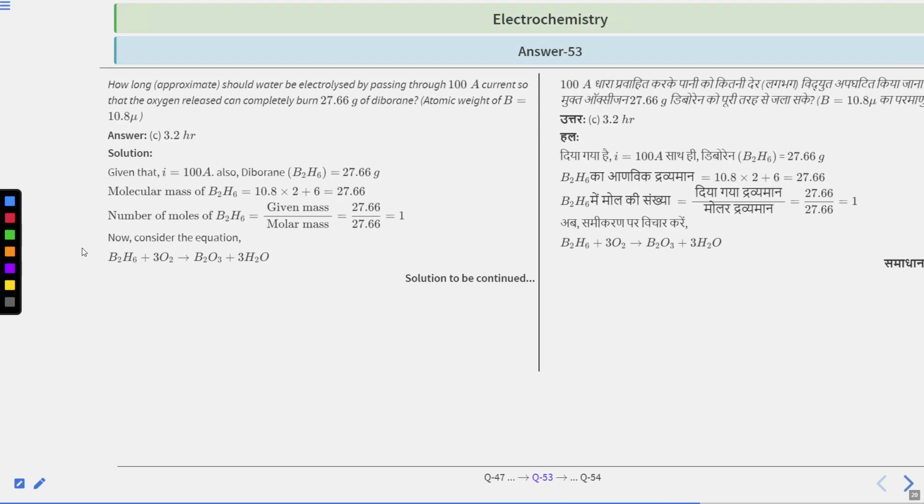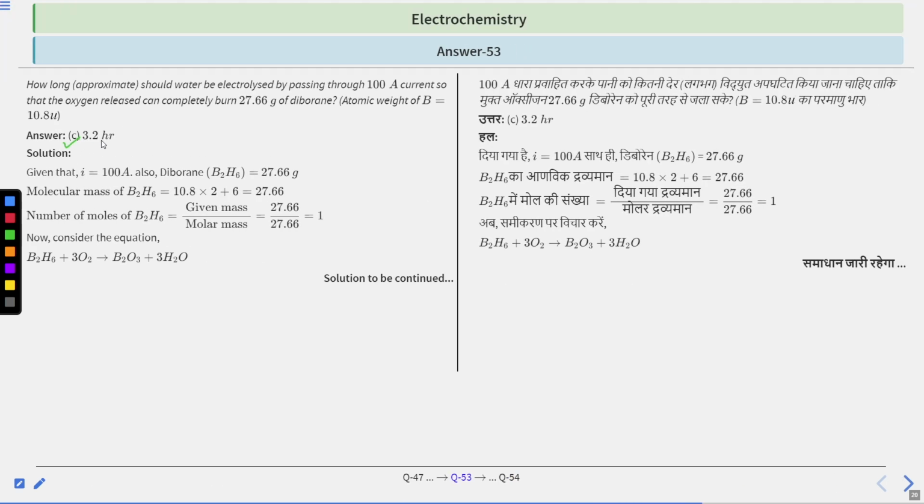Okay, let's see. The correct answer is option C, that is 3.2 hours. It is given that the current I is equal to 100 ampere, and the mass of diborane is given as 27.66 grams, which is burnt.